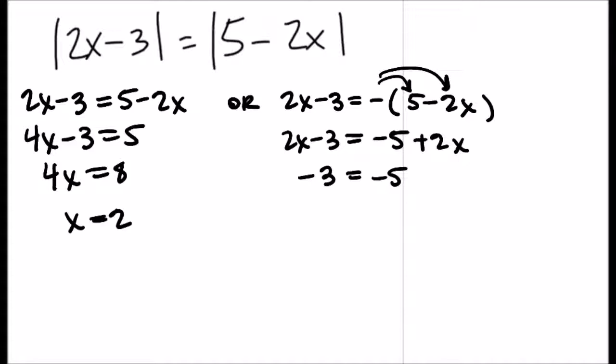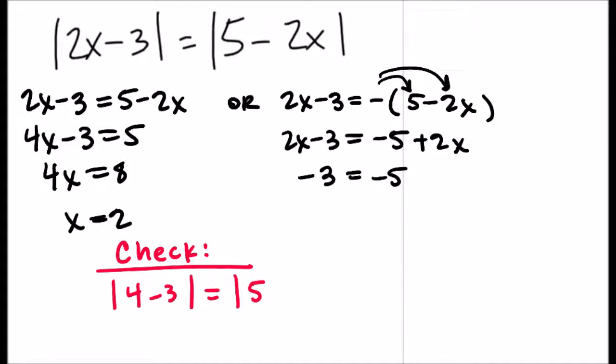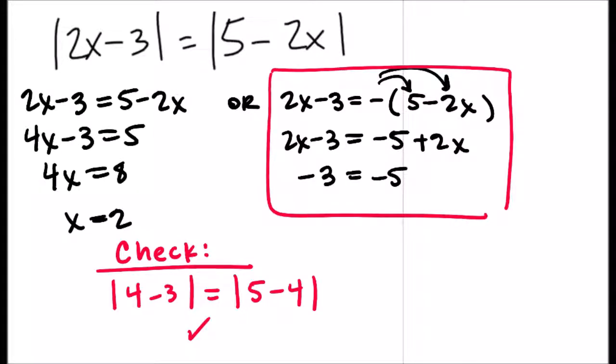Okay, I'm going to go back, and I'm going to check the answer I do have against the original equation and see if it's actually a solution. I'm going to check x equals 2. So I'm going to have absolute value of 2 times 2 is 4 minus 3. It's equal to the absolute value of 5 minus 2 times 2 is 4. So I have absolute value of 1 equals absolute value of 1. It does work. So what this means is that, yes, this case has no solution, but it means that this case here is not contributing an answer to our overall solution. So x equals 2 is the only solution.